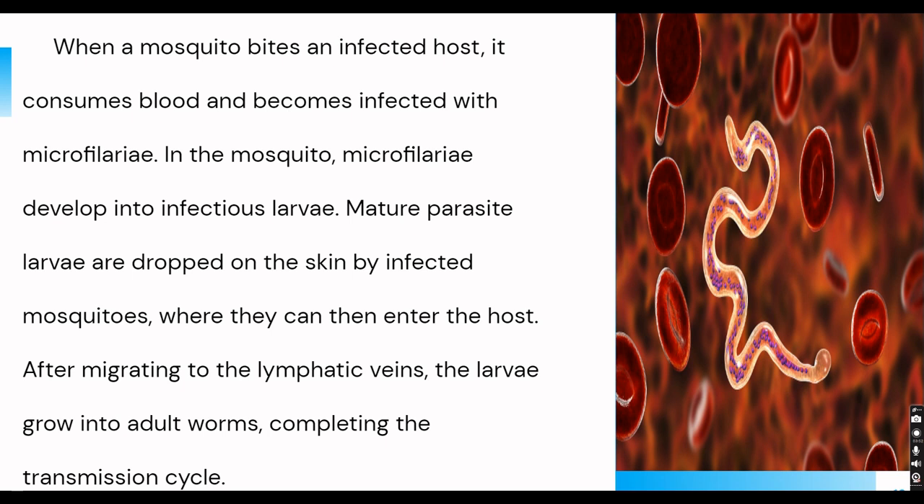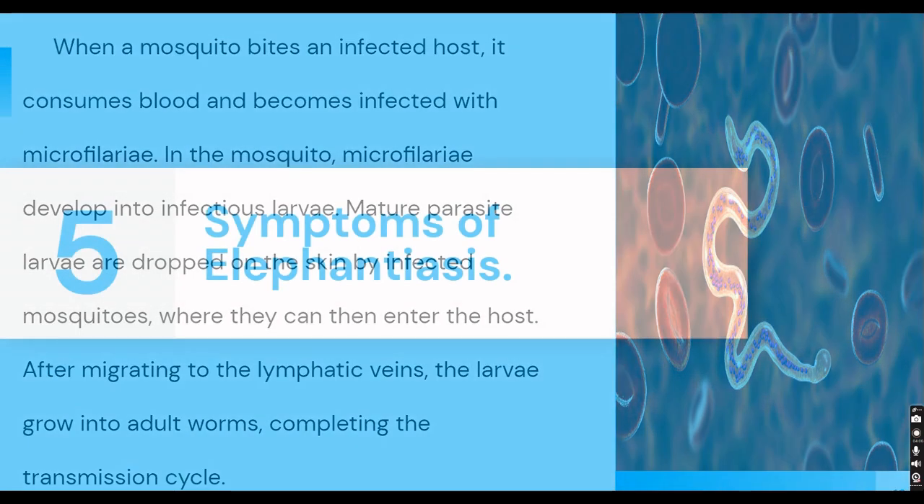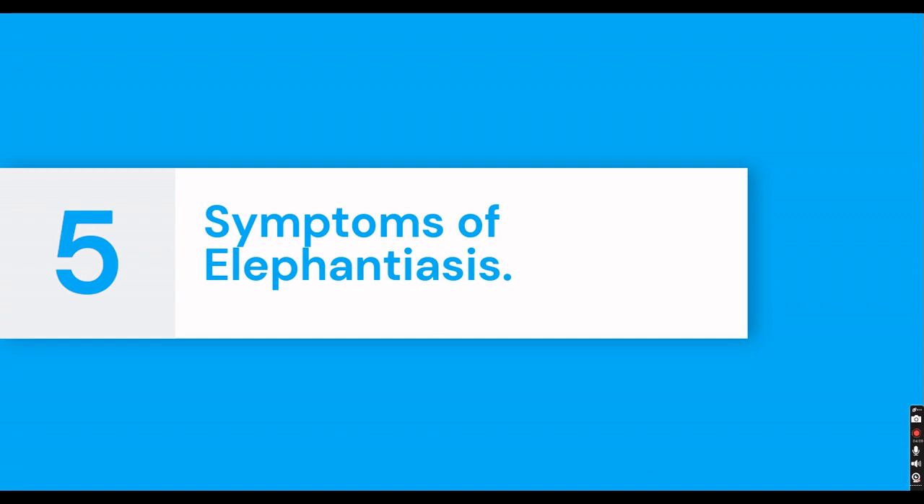With that being said, mature parasite larvae are dropped onto the skin by infected mosquitoes where they can enter the host. After migrating to the lymphatic vessels, the larvae grow into adult worms, completing the transmission cycle. Different mosquito species, such as the Culex mosquito, which is common in urban and semi-urban regions, and the Anopheles mosquito, which is primarily found in rural areas, as well as the Aedes mosquito, which is primarily found in endemic islands in the Pacific, all transmit lymphatic filariasis.